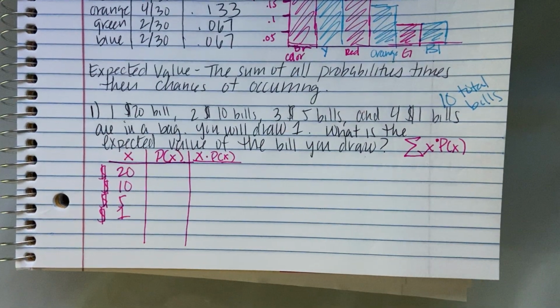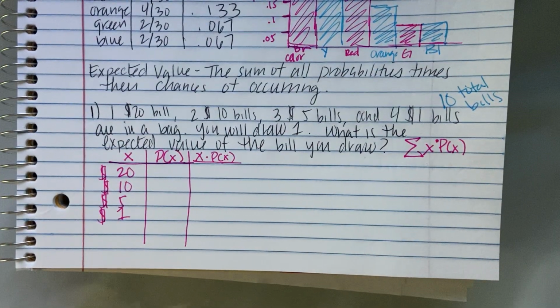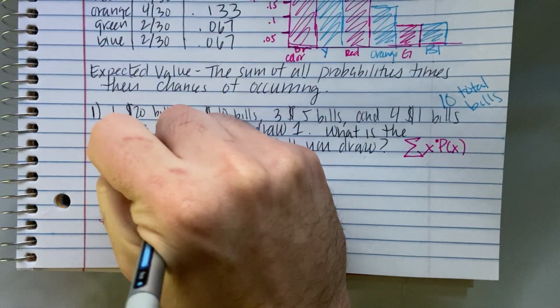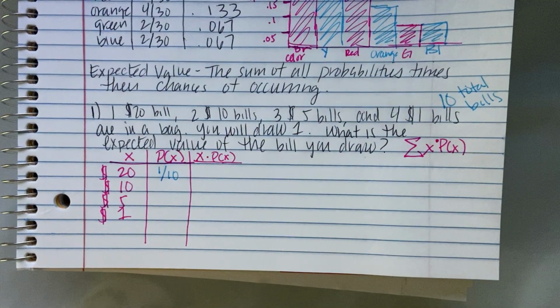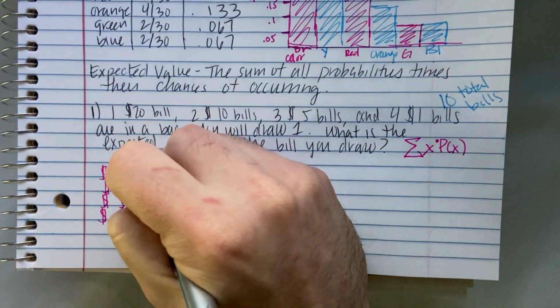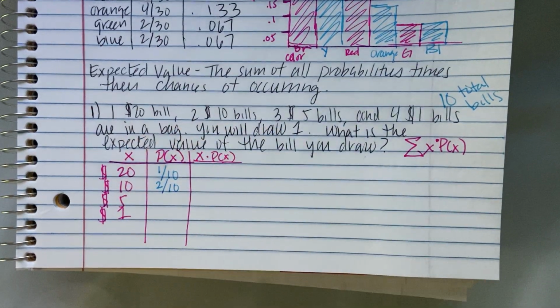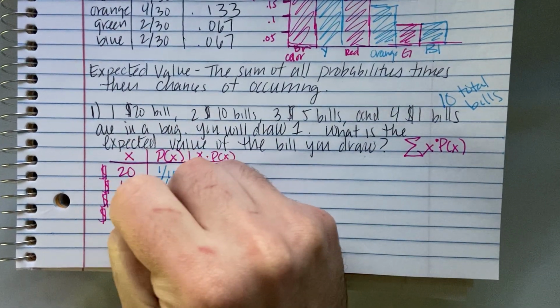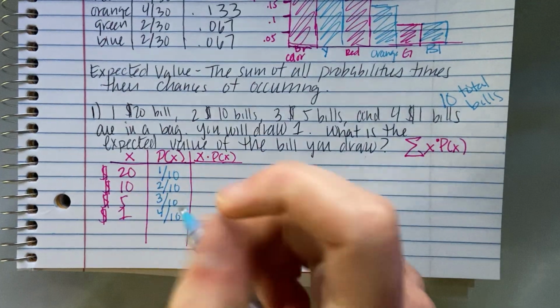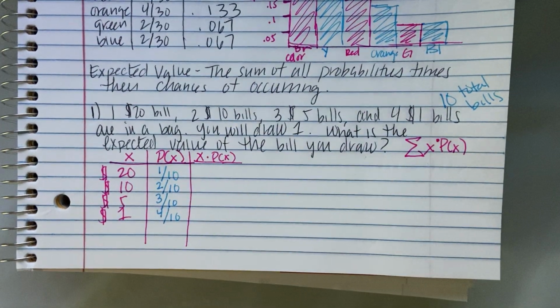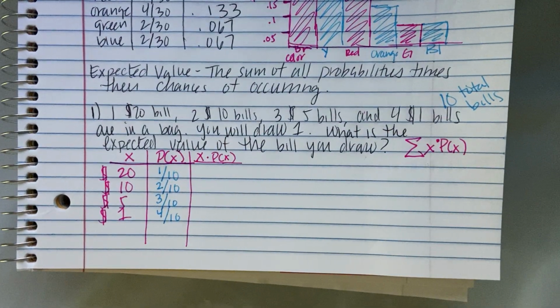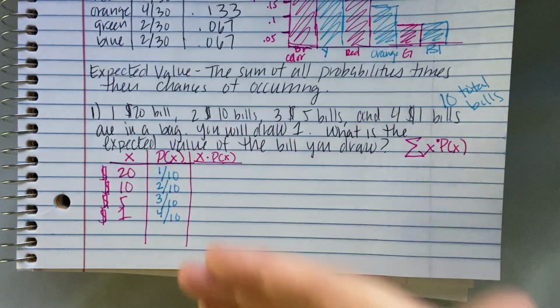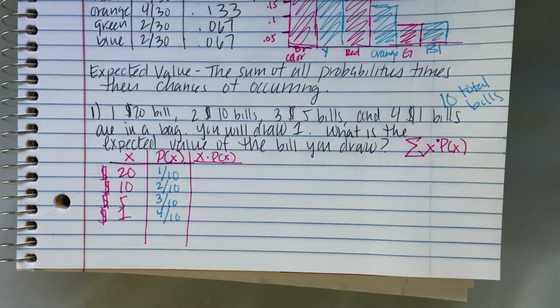So what are my chances of drawing a $20 bill? Well, there's one of them out of the 10 bills. What are my chances of drawing a $10 bill? There are 2 of them out of the 10. Same for $5, 3 out of 10, and $1 bills are 4 out of 10. Notice that if you add all of these probabilities together, you get 10 out of 10, which is 1. So this is also a probability distribution.